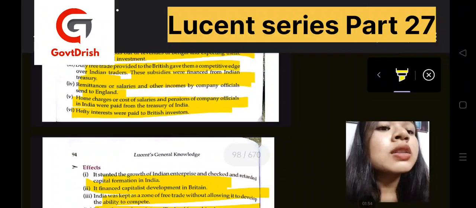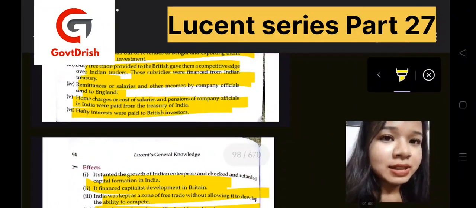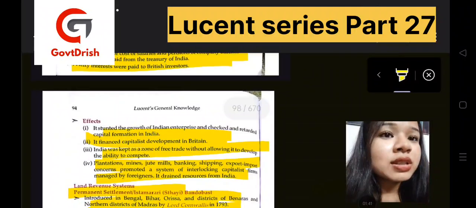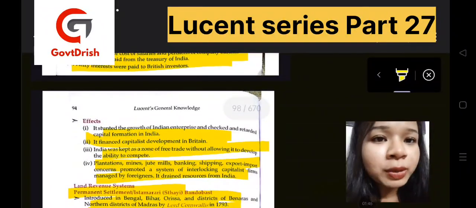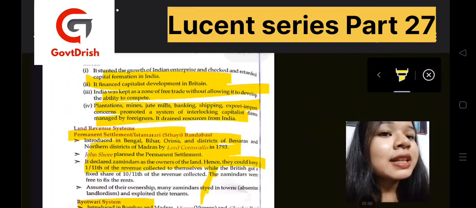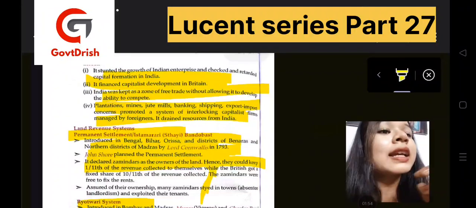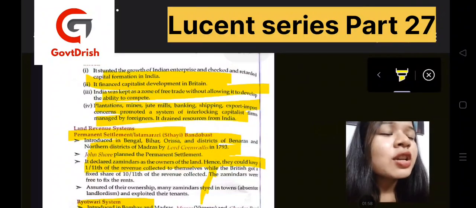You can see all the cost, salaries, and pensions were paid through the treasury of India. And the interest was also paid to the British investors who used to invest in the Indian economy. Now, what were the effects? It has totally stunted the Indian economy, led it to a stagnant mode. The enterprises and all the capital formation were in their initial stage.